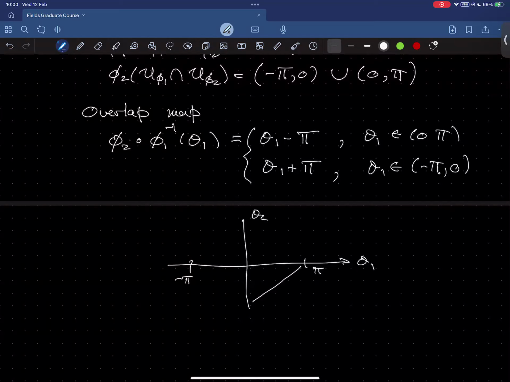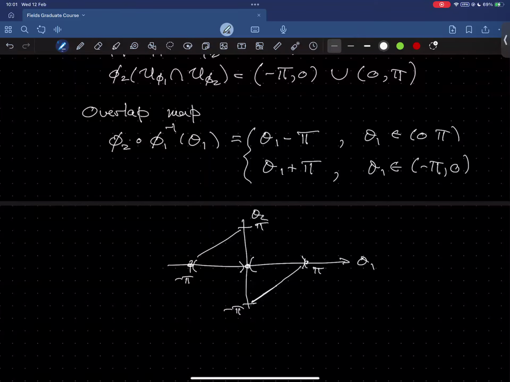So remember, I'm omitting these points, so those points are not included. The domain of this function is that interval and that interval. In this interval, it looks like this, and then here, it looks like this, I guess. So this is pi, this is minus pi. Does that make sense?